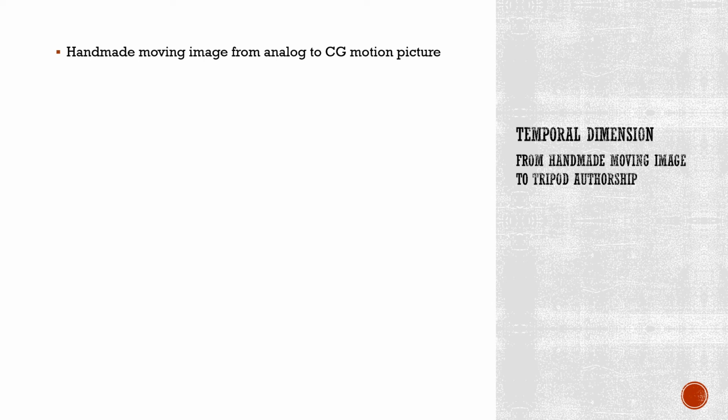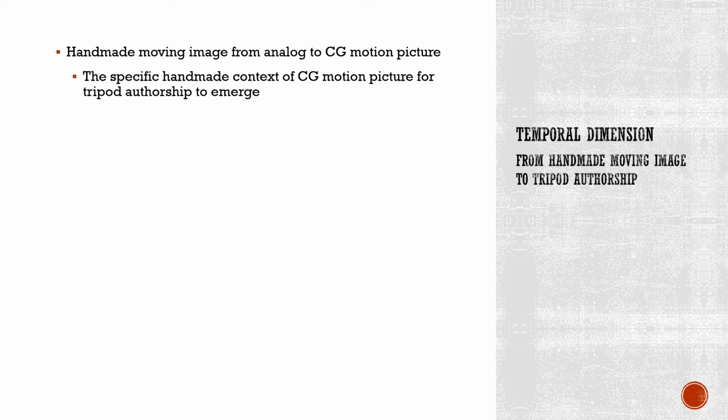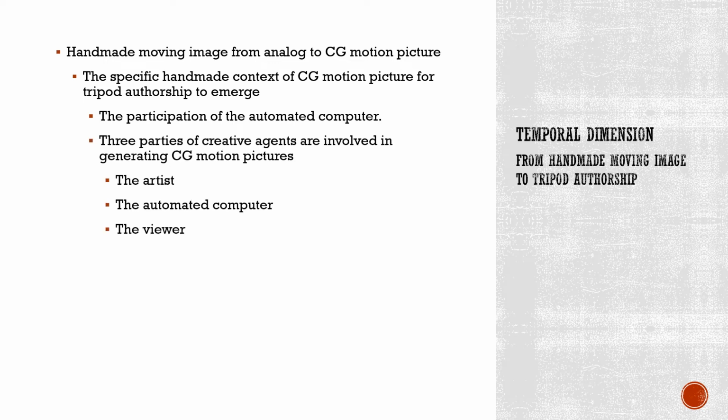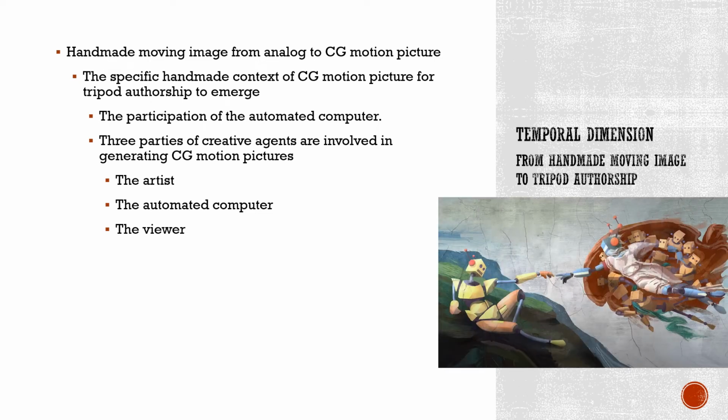With that being said, what is the specific handmade context of CG motion picture that gives rise to tripod authorship? In analog handmade practices such as magnet TV, the participation of both the artist and the viewer is not rare. As a handmade practice, CG motion picture differs from its analog predecessors in the sense that the medium which generates motion pictures, the computer, is no longer passively reacting to the artist and the viewer like an analog TV. By gaining a certain degree of autonomy, it also joins the creative process.